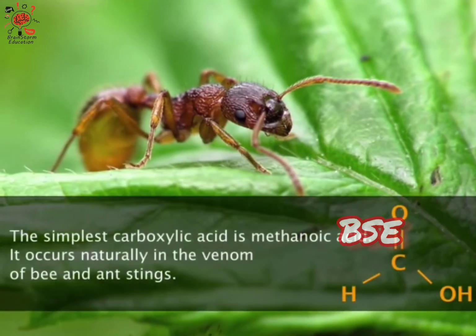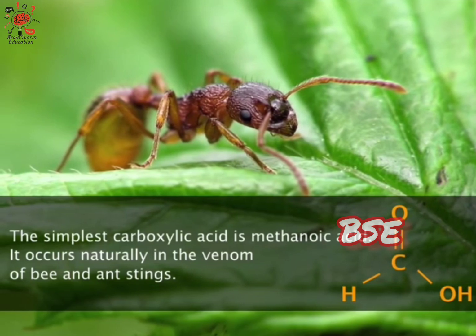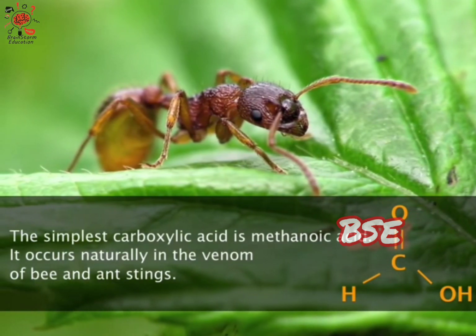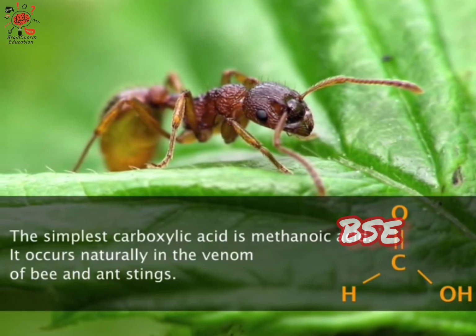Did you know that the simplest carboxylic acid is methanoic acid, which occurs naturally in the venom of bee and ant stings?